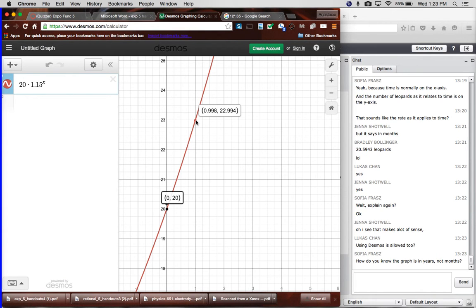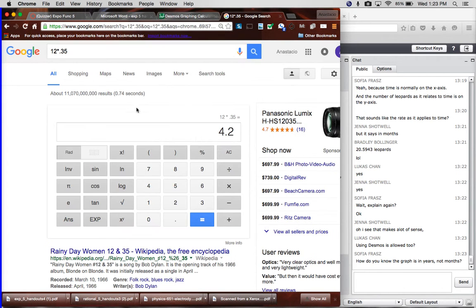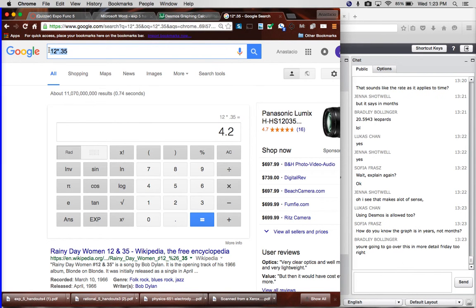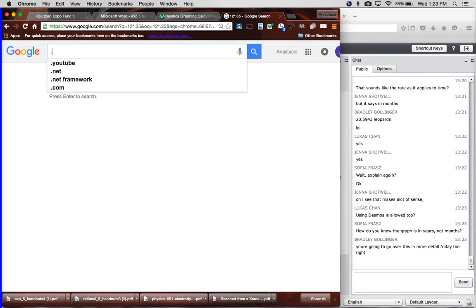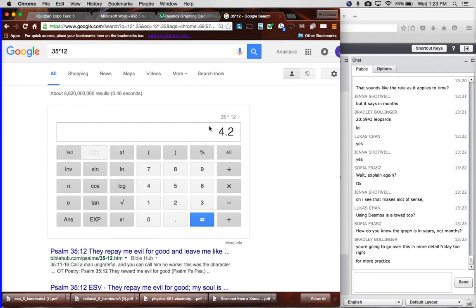Yeah, using Desmos is totally allowed. There's more mathy ways to do this, but I think this is a lot easier to do. So what you do then is you say, well, I asked you for the answer in months, so what is 0.35 years converted to months? I just multiply 0.35 times 12, and I get about 4.